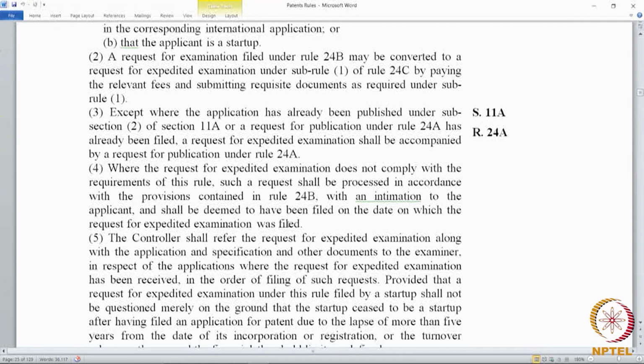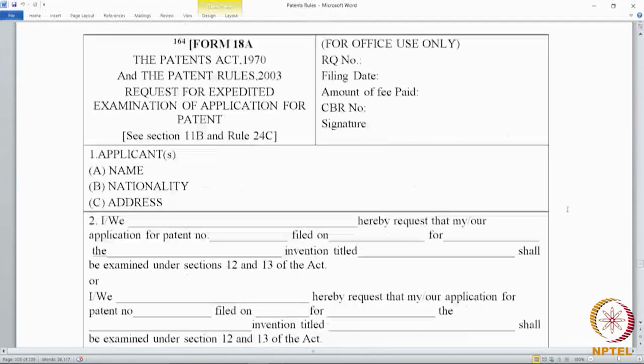Now, this allows you to convert a request that you have already made, a normal request for examination, into an expedited request. Obviously, if you are claiming the status of a startup, then you will have to file certain documents to claim that privilege. So, if you look at Form 18A, it is the form that is taken along with the request for expedited examination.